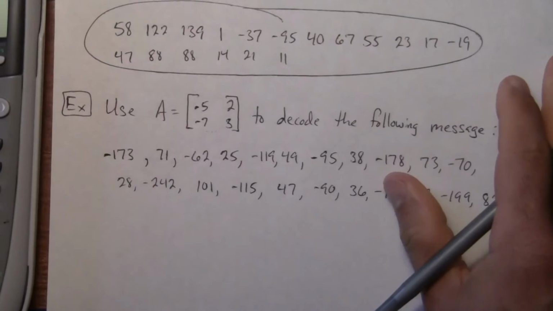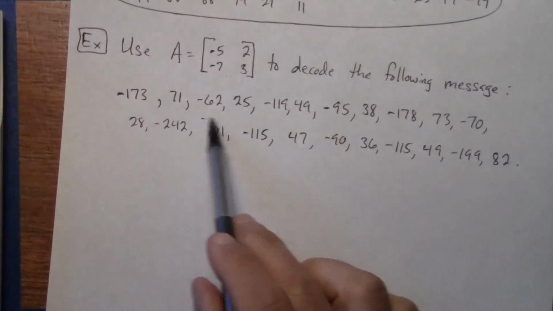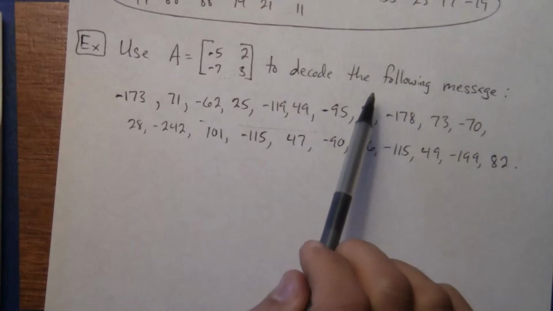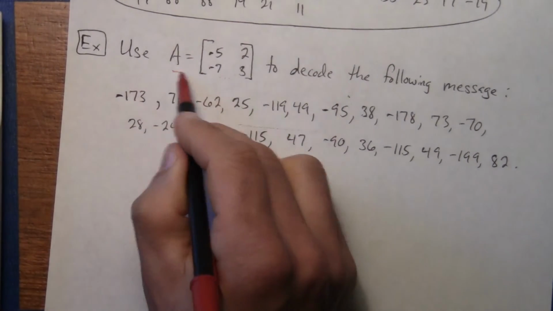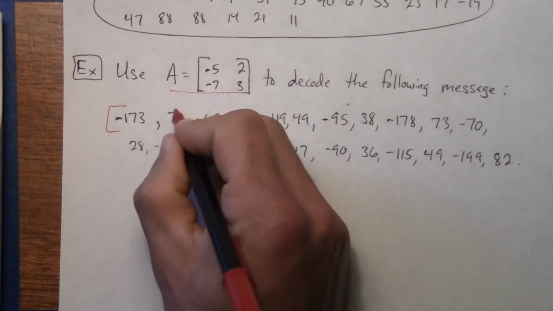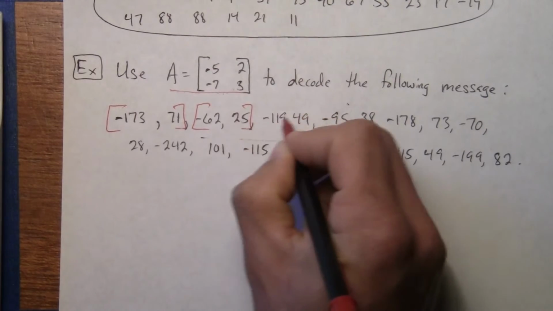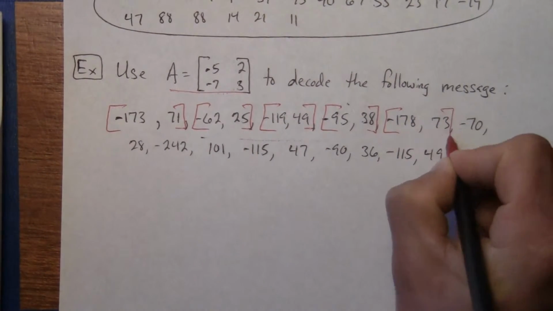Alright, now if I want to take a coded message like that and figure out what it is actually saying, I do something very similar. Again, pay attention to the coding matrix. It's a 2 by 2. So I need to group these into sets of 2 numbers, which means I've got a lot of matrices I'm going to have to enter in.